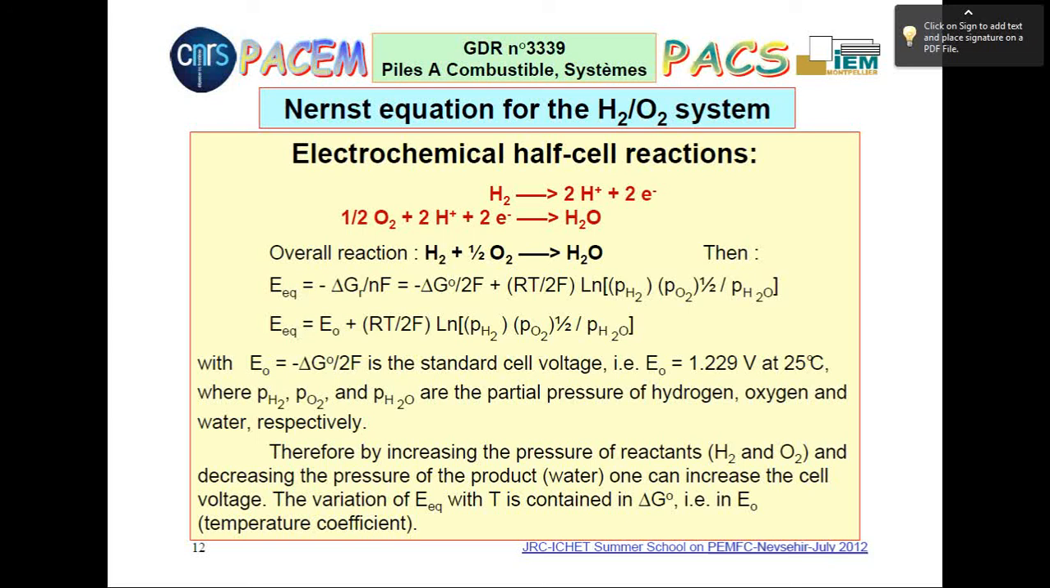So one point is you can increase the cell voltage by increasing the pressure of the reactants, hydrogen and oxygen, and also you have the effect of temperature, which is contained mainly in the standard delta G0.